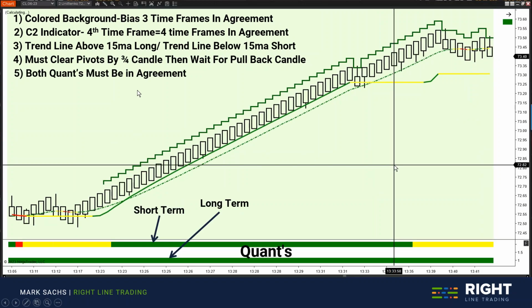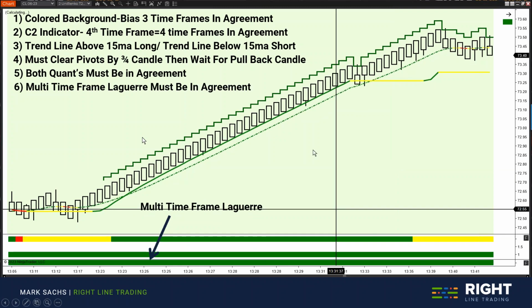Right? The fifth thing you need, both quants. The top is a short term, the bottom is the long term. Must be the same color. Easy enough, right? Easy peasy. The sixth thing you need is the multiple time frame gear must be in agreement with the quants.